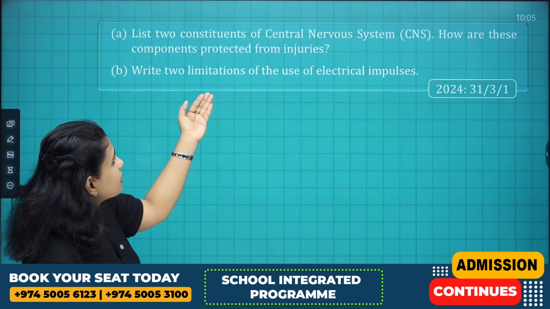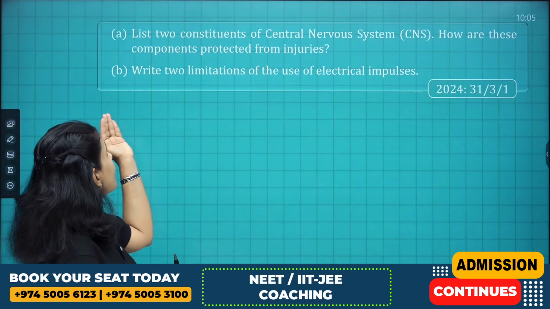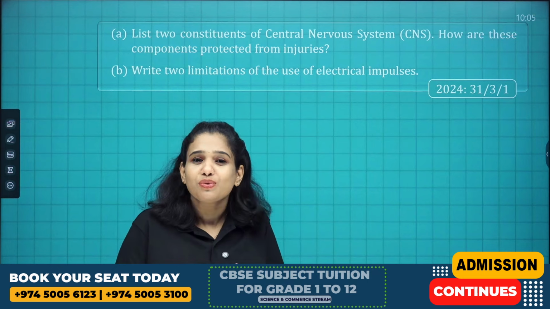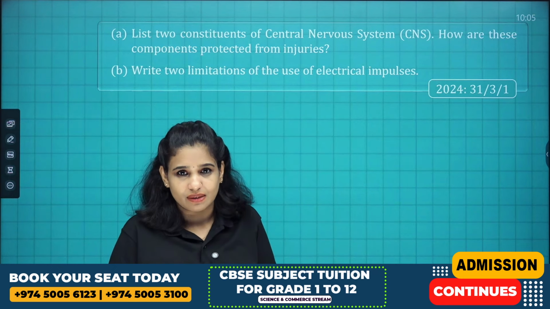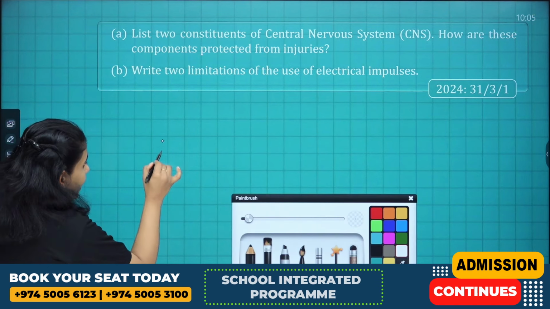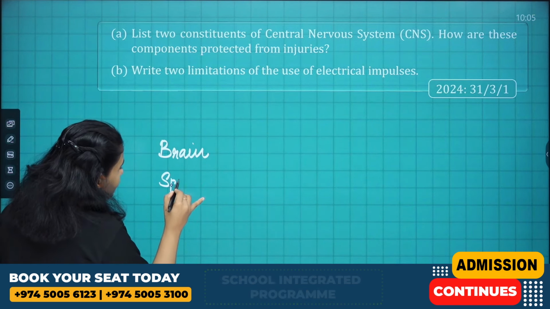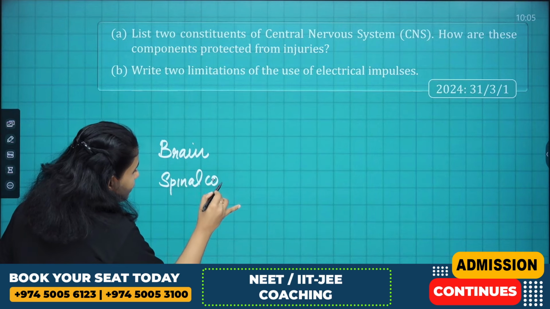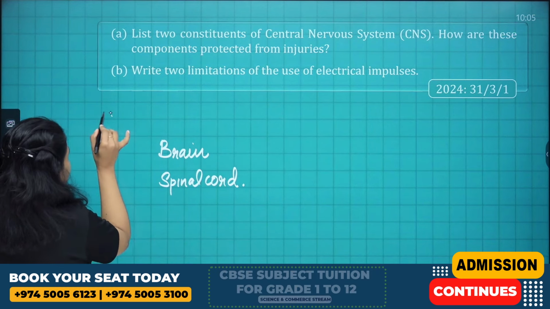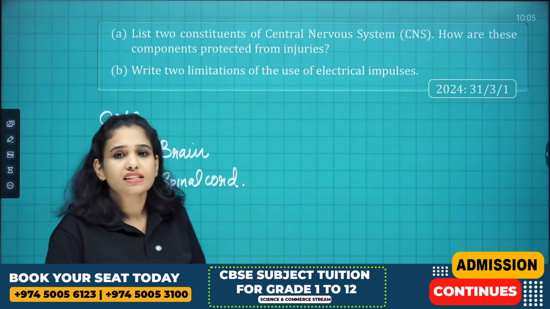List two constituents of the central nervous system or CNS, and how are these components protected from injuries? There are two constituents of the central nervous system. We know that they are the brain and spinal cord. These are the two constituents of the central nervous system. So, CNS has two parts, that is brain and spinal cord.